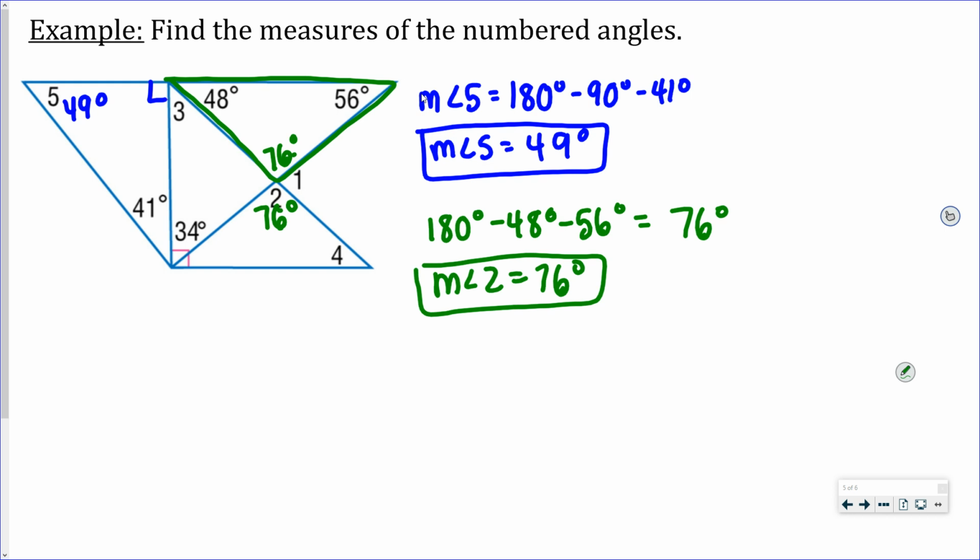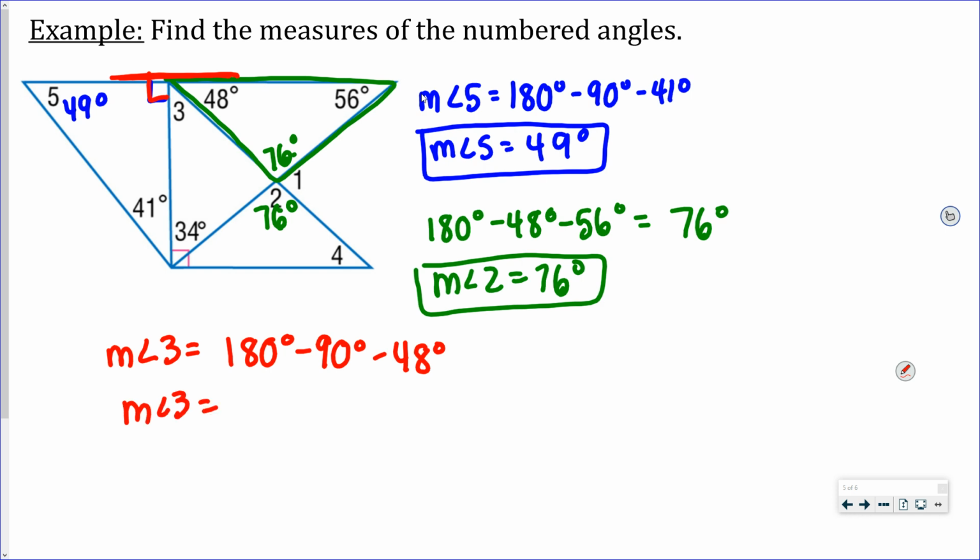We need 1, 3, and 4. Gwen, which one do you want to do? Measure of angle 3. I did 90 minus 48. Oh, I like it. Okay, so I'm just going to add something here. We know this is all 180. And she knew this one was 90. So she kind of just skipped a step. She's like, well, obviously 180 minus 90 is 90. So then minus another 48. What'd you get for that, Gwen? I got 42. 42. Do we agree, class? Yes. I like it. Whoa.